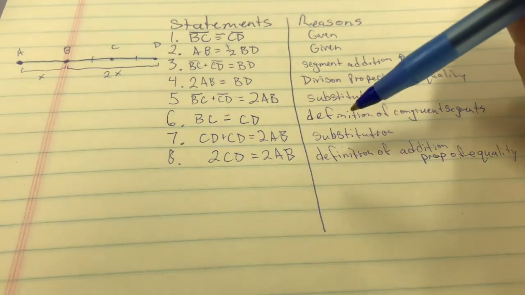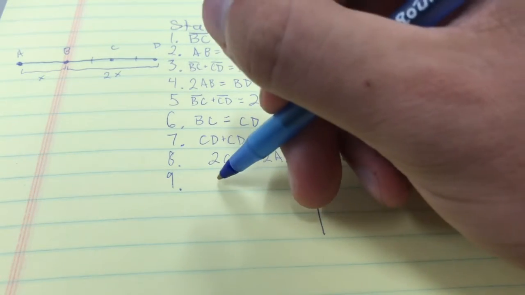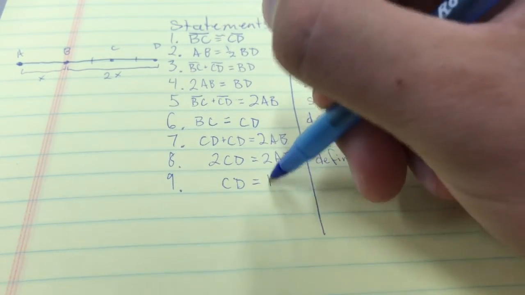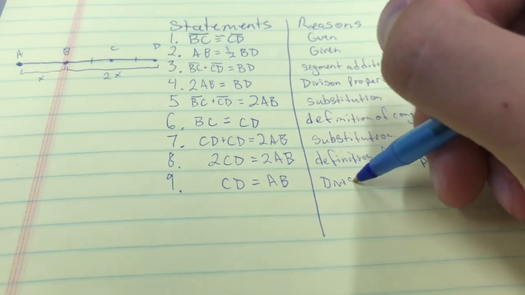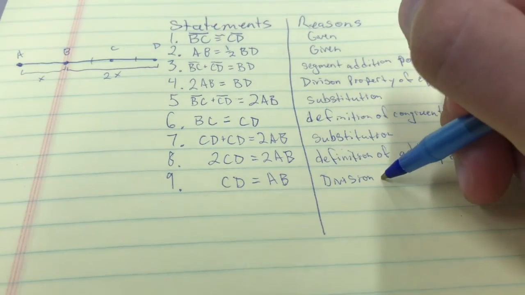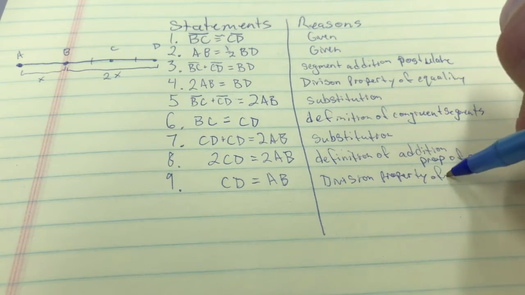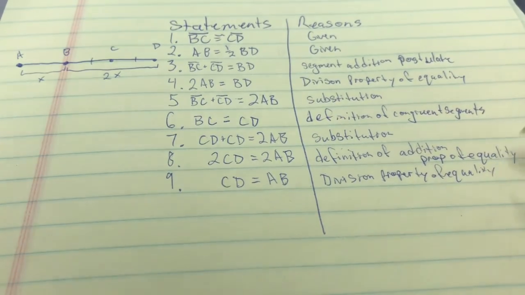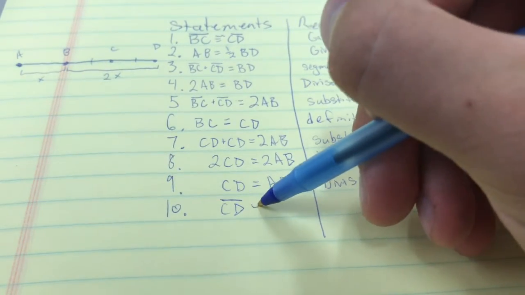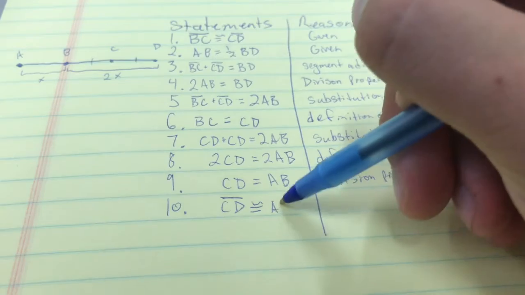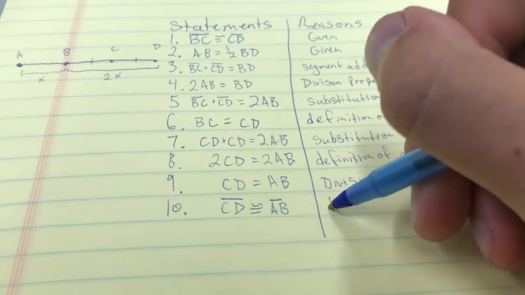All right, I'm almost there. So lastly, I'm going to divide both sides by 2 and say CD equals AB. And I'm going to say division property of equality, like dividing both sides by 2. And then CD line segment is congruent to AB. And like before, definition of congruent segments.